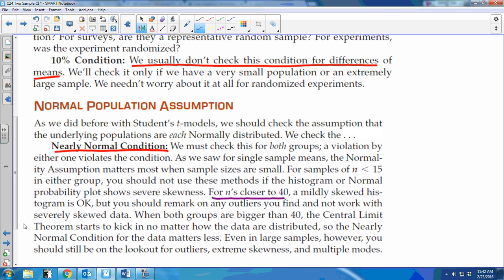Now, if you have two groups, you have to check one for each. You can't just check the histogram for group 1 and then assume group 2 is good. If the histogram for group 2 is terrible, then you don't move forward. So check everything for both groups all the time. Do not put things together.